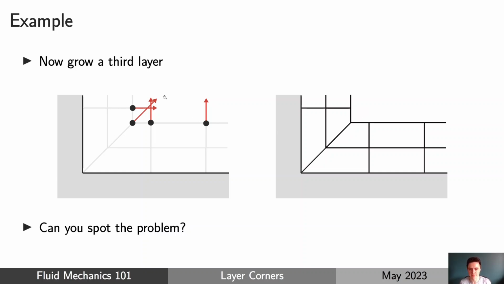However, for this example, we've got a problem, and I wonder if you can spot the problem while you're watching this video. Have a pause, stop the video, and think quickly about, with this set of layers, what problem might happen when we try and grow the third set of layers.